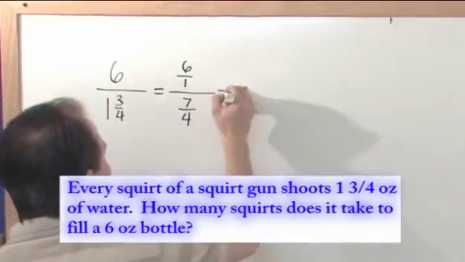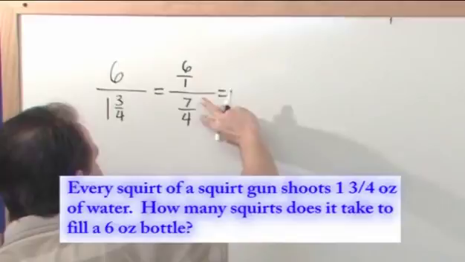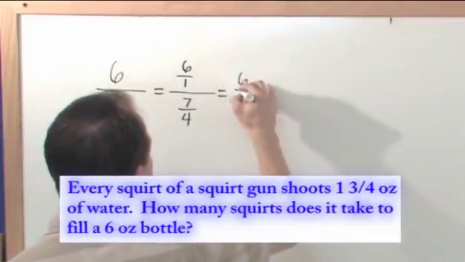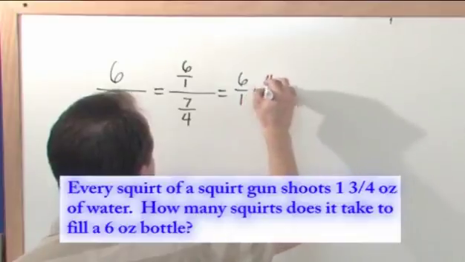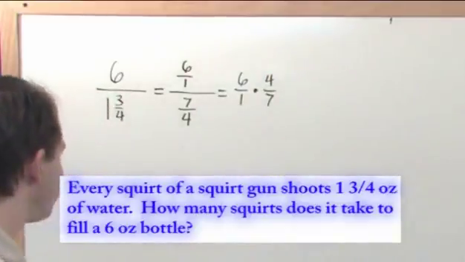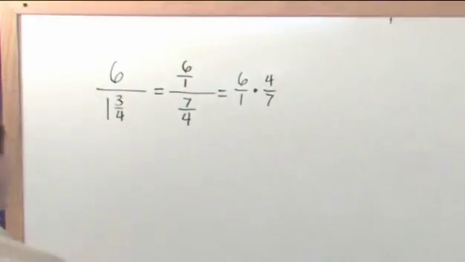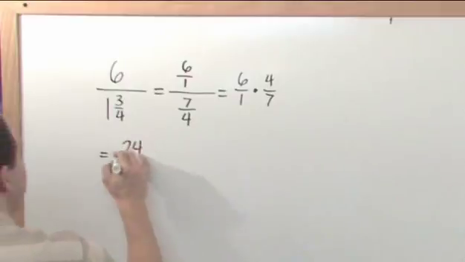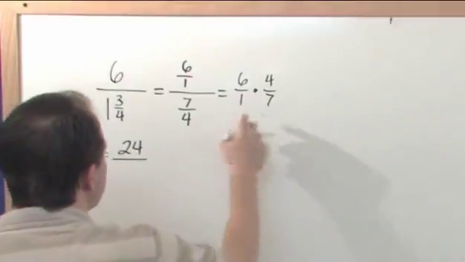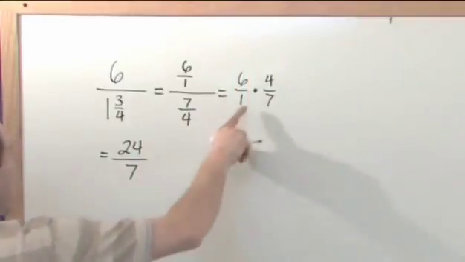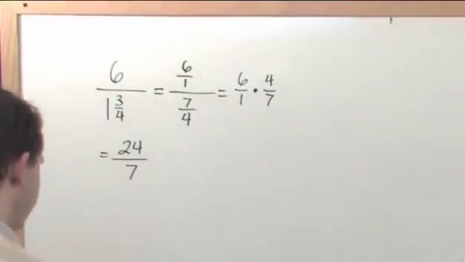And now I can do my little trapeze act. Since I'm dividing fractions, I take my bottom fraction, flip it over, and multiply. So it's going to be 6/1 times 4/7. Now on the top, I have 6 times 4, which gives me 24. And on the bottom, 1 times 7 gives me 7.